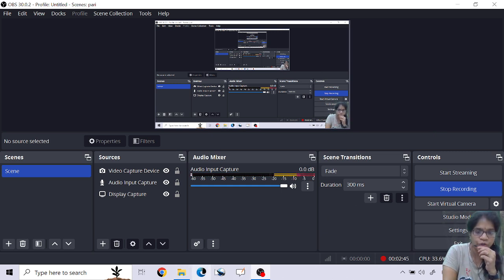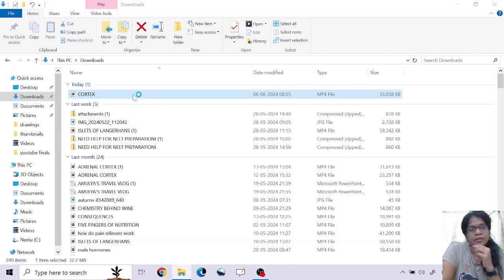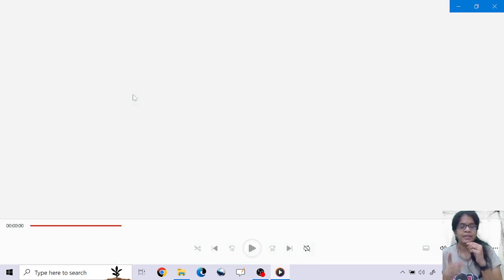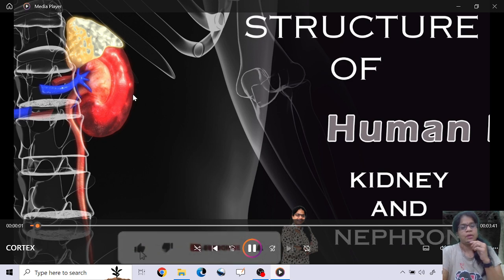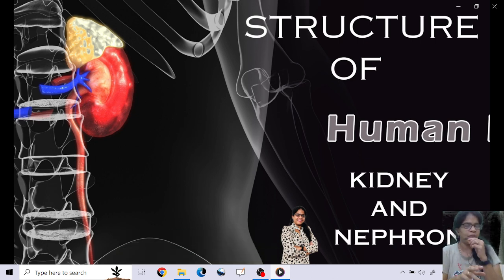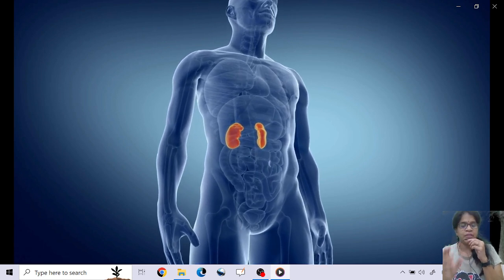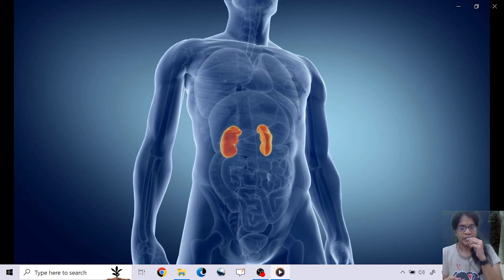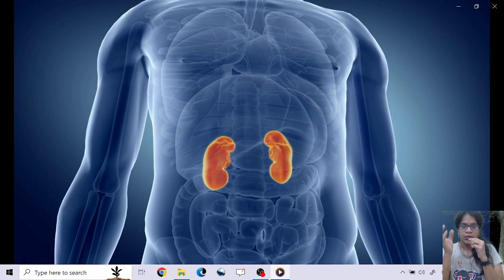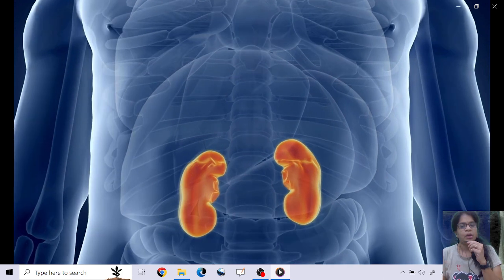For that, I'm showing you a video for a nice understanding. See, this is how your kidneys look. Kidneys are a pair, present below your ribs, one on either side of your vertebral column. We have a bean-shaped, dark red kidney on either side of your spine below the ribs. This is the location. These kidneys open into the ureter and thus to the urinary bladder, and thus urine is formed.